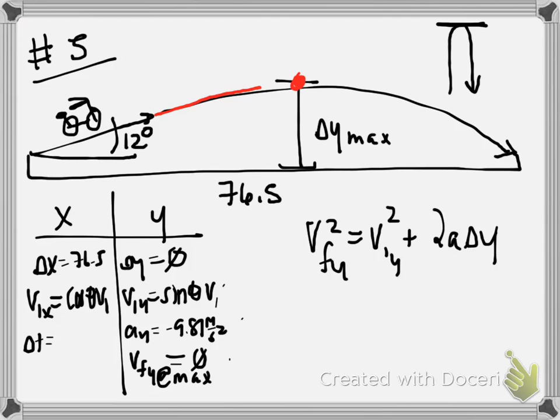Remember? X velocity is constant. There's no acceleration on the x for any of these kinds of problems. Unless you have a rocket pack strapped to your butt, your x velocity is not changing.